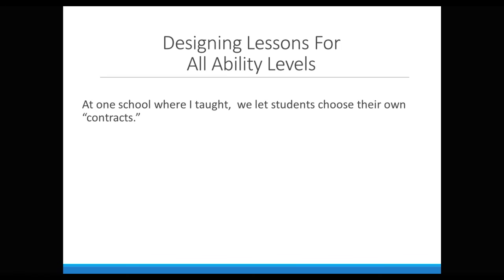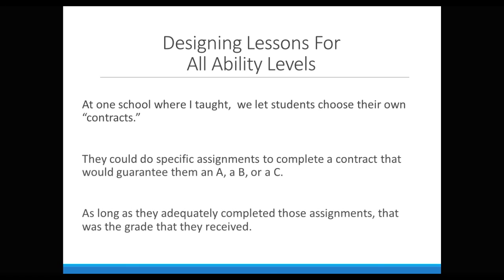So at one school where I taught, we let students choose their own contracts. They could do specific assignments to complete a contract that would guarantee them an A, B, or C, and as long as they adequately completed those assignments, that was the grade that they received. And this worked really well for students who just wanted to graduate from high school, for instance, and get a diploma, but it could also work in a college class or at other levels.